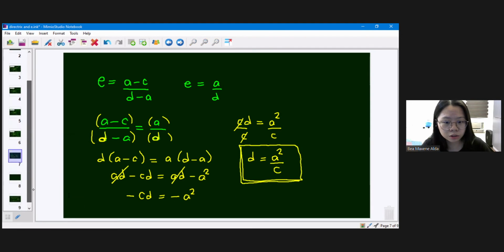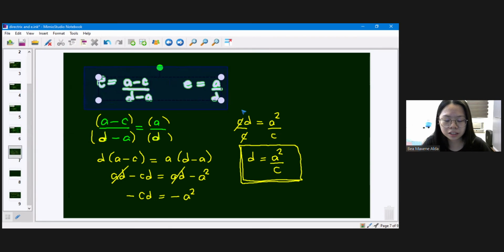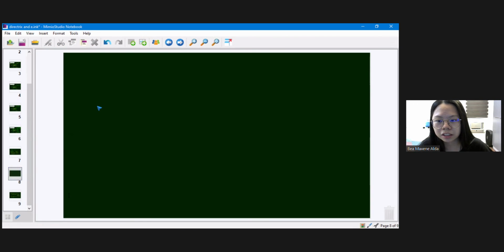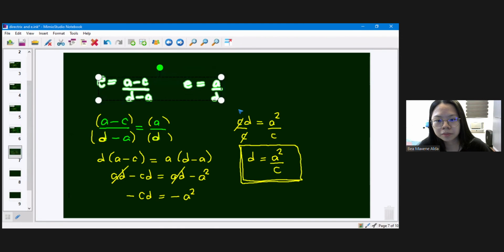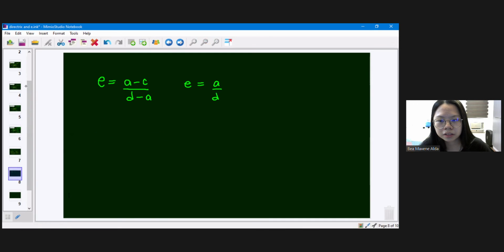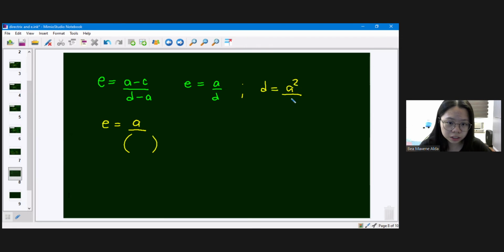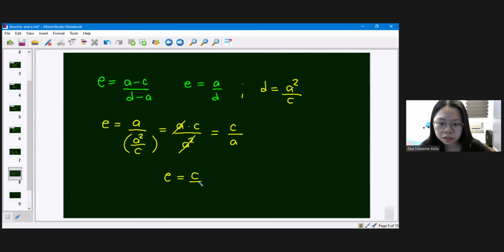Since may directrix na tayo, babalikan lang natin, tapos mahanap na natin si eccentricity. Ayan. Lagay natin dito. There we go. Gamitin natin yung nasa kanan kasi mas madali. So, A over D. Yan. Inulit yung D natin. D is equal to A squared over C. So, lagay natin yan dito. There we go. So, we cancel. Magiging C over A na lang siya, no? There we go. Tapos yun na yun. Yan na yung eccentricity natin. That's amazing.